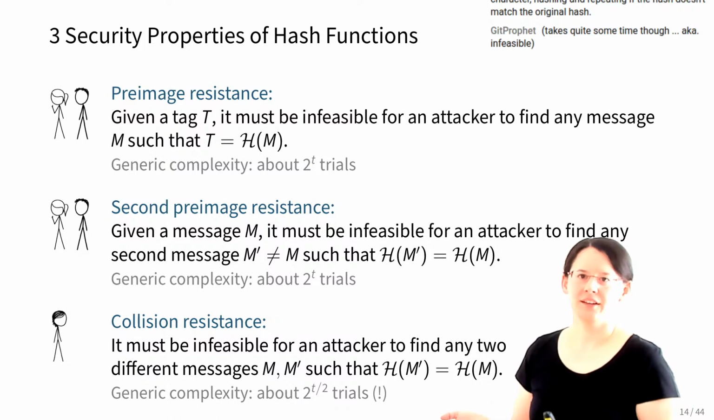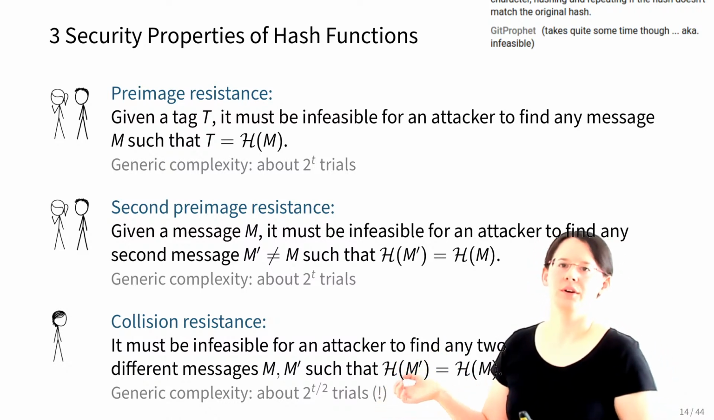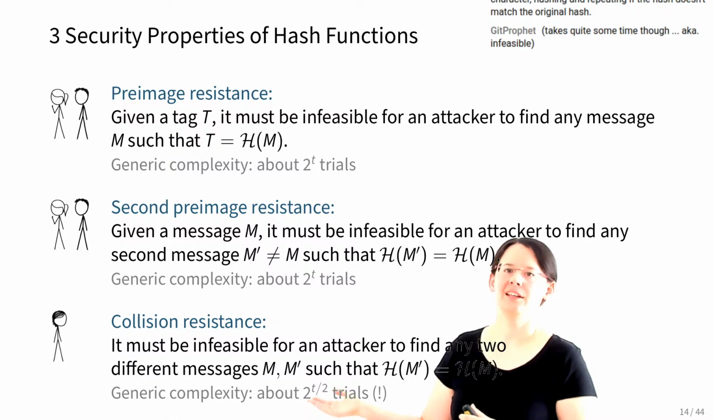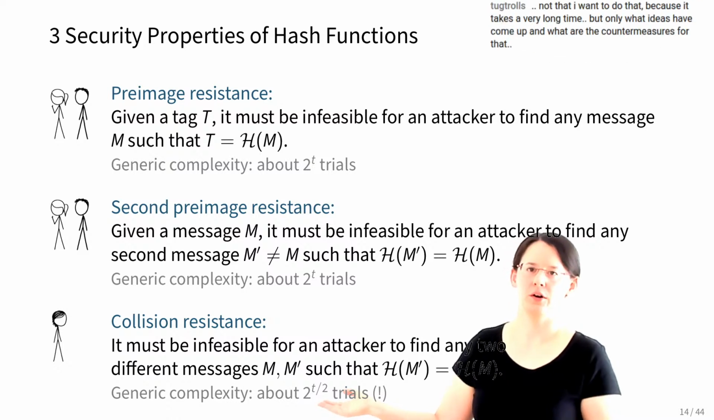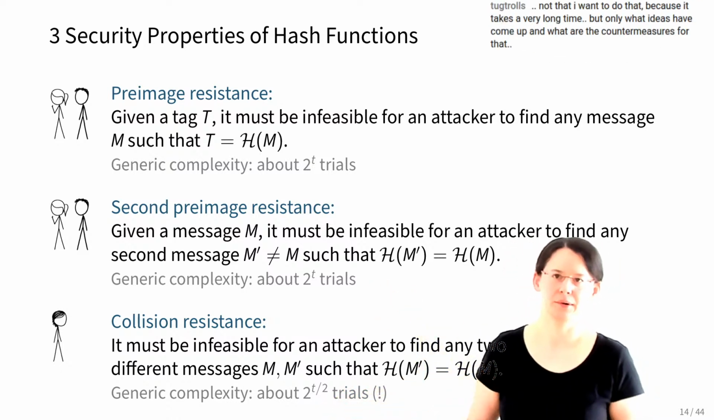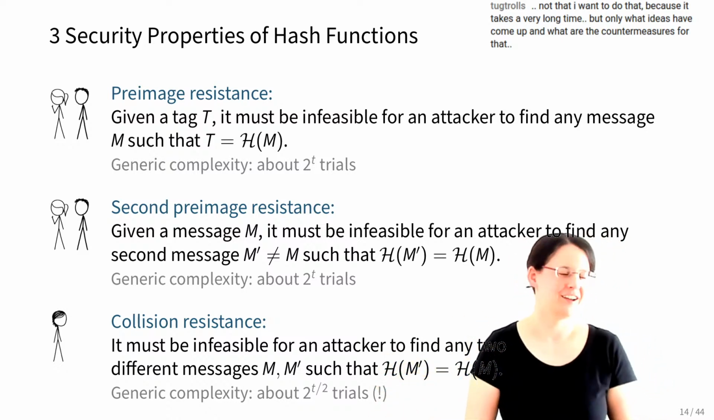And the important thing here is this is a lot easier to do than any of the above. In particular, the complexity for this is not 2 to the t, but 2 to the t divided by 2 trials. So in other words, the square root of 2 to the power of t, which is a lot less than the thing above. So it's not just half as much time, but it's exponentially faster.